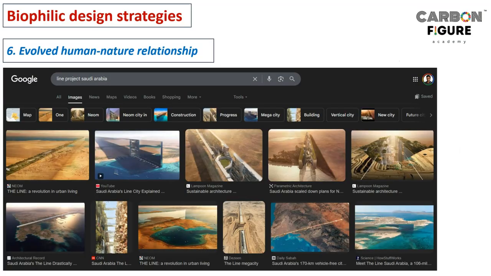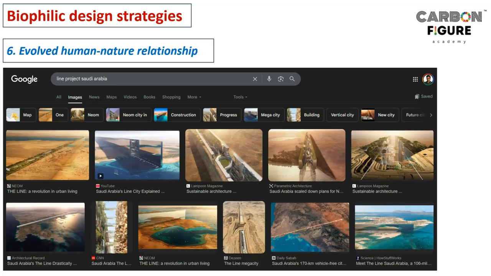One such example is the Line project from Saudi Arabia. Every one of you might have heard about it at least once. It is a huge project which may complete in our own lifetime, because it is that huge. It may take at least 20 to 30 years. Practically, I don't know how much time they mentioned in the project, right? This project aims to re-establish the connection between humans and nature, right?